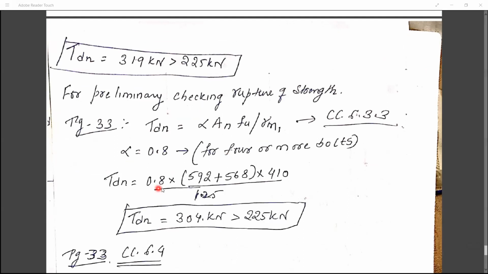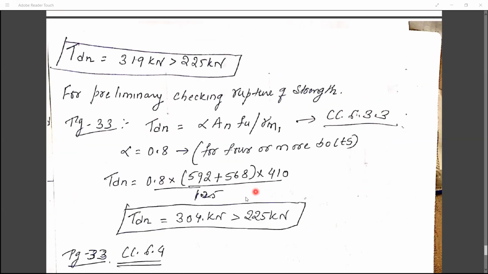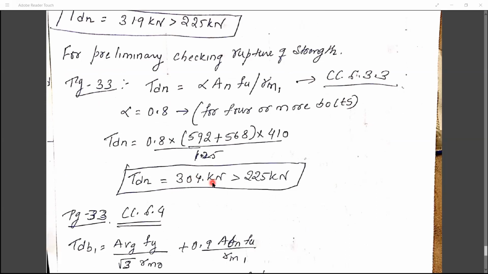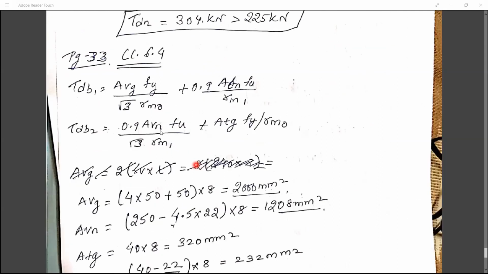Substitute alpha as 0.8, AN. This is total area, gross area plus net sectional area, so that is why 592 plus 568. If you can see here, 592 plus 568 into 410 divided by 1.25. So TDN is 304 point, which is more than 225 kilonewton. That is safe. Next is block shear strength.